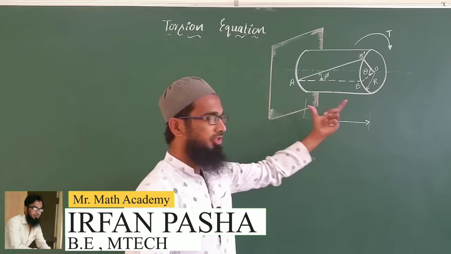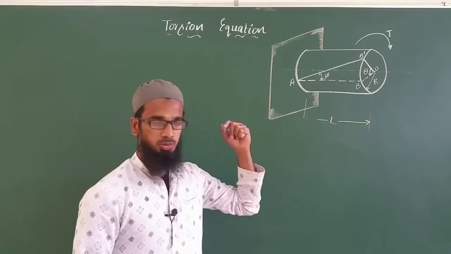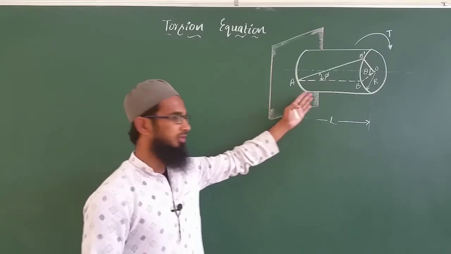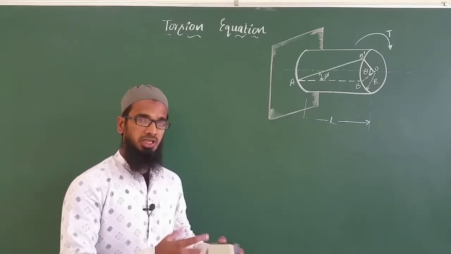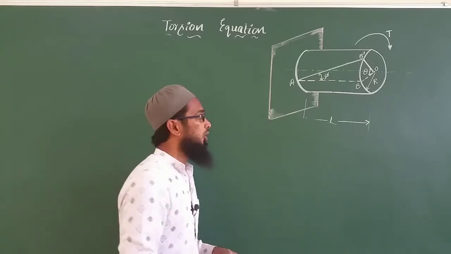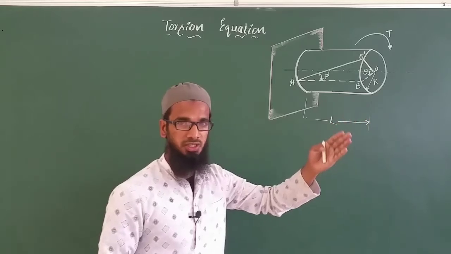Let us consider a given shaft of length L, having a radius R, subjected to a pure torsion, that is a twisting moment T. This is fixed at one end and free at the other end. Now in such cases, what will be the torsion equation? We just find it.